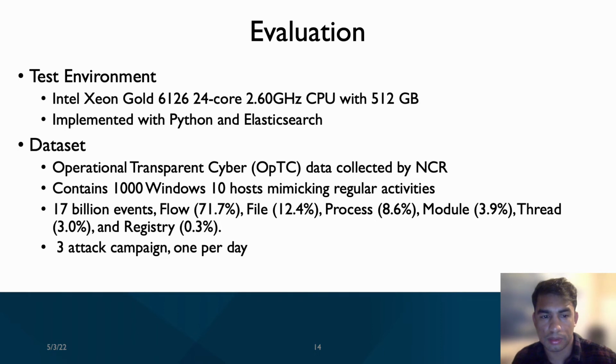In total, we have 17 billion events. Majority of them are file, flow, process, module, thread, and registry events. In total, we have 11 different objects and around 33 different event types. They have 3 different simulated attack campaigns, one per day. Each of the attack campaigns touches multiple hosts, impacts multiple users, and we want to see if the SteinerLog can be used to detect the compromised hosts and users.